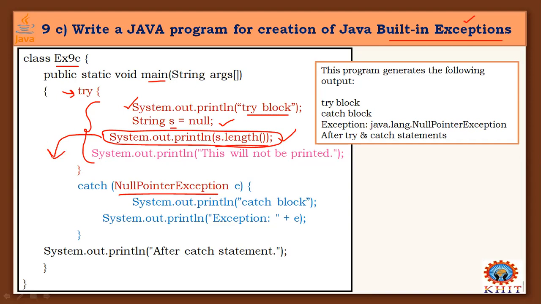Once the exception is generated, the next statement will not be executed, and the control comes out of the try block. The exception thrown by the try block is caught by this catch block, with this type of exception, NullPointerException, as it is the type of exception generated. So the catch block is entered and the exception is displayed on the screen. Okay, this is the statement in the main method after the try and catch block. This is the usage of generating built-in exceptions inside a try block and catching them with a catch block.